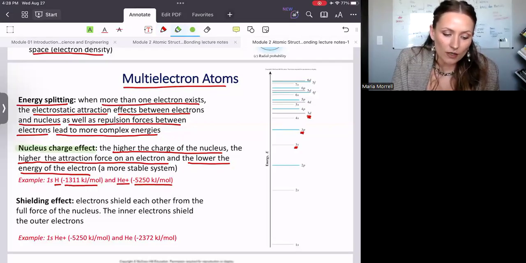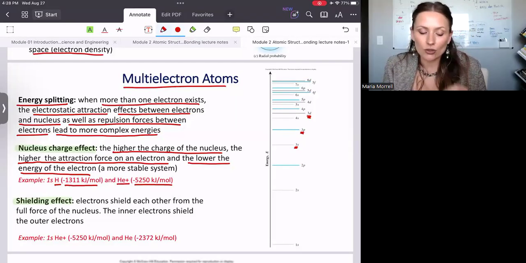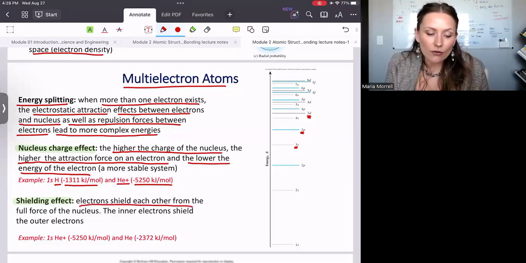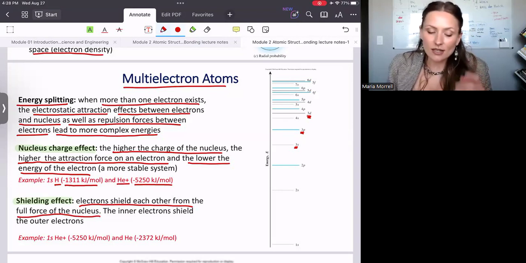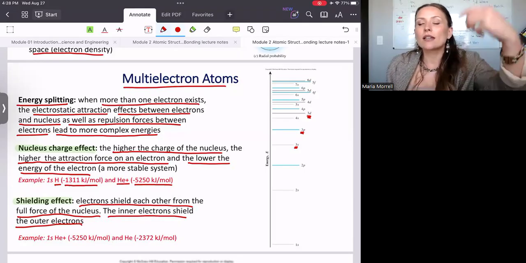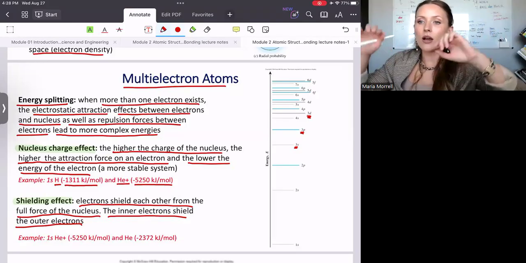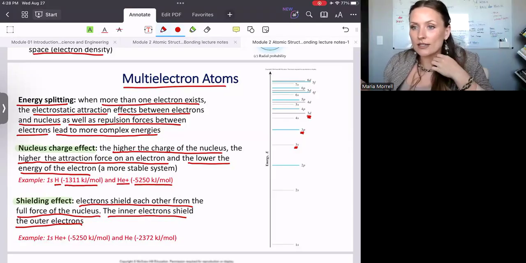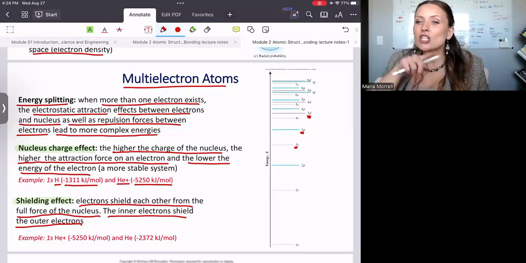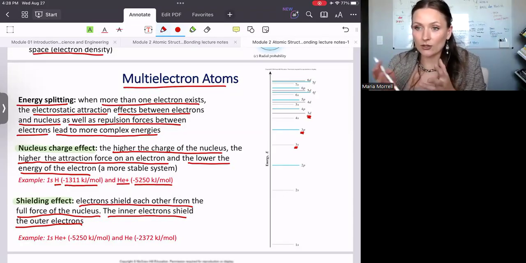Now, the next effect that you should be very familiar with is the shielding effect. The electrons in a multi-electron atom shield each other from the full force of the nucleus. Specifically, the inner electrons shield the outer electrons. So what I mean by that is when you have a nucleus and then a bunch of inner electrons and then the outer electrons, which we also call valence electrons, the inner electrons shield the outer electrons from the full force of the nucleus. And it makes sense, right? Because keep in mind that all the electrons are negatively charged. There's always this repulsion, right?